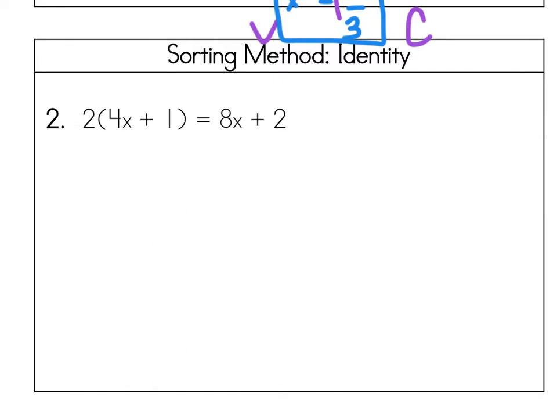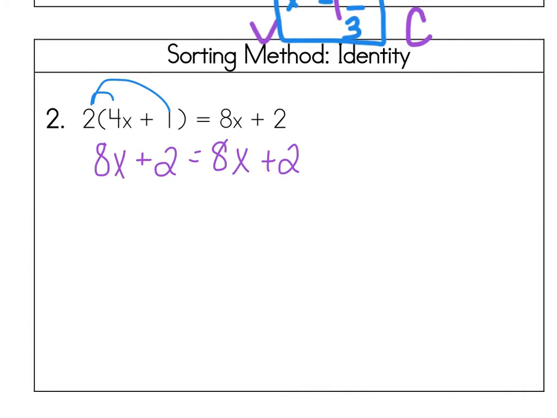So let's look at the equation. What do you think we do first? If you said distribute, you're right. So let's multiply the 2 times 4x, and 2 times 4x is 8x, and 2 times a +1 is +2. So we have 8x plus 2 is equal to 8x plus 2 itself. So some of you might be able to stop right here and say, hey, the same thing equals the same thing. This is the identity happening, and you'd be correct.